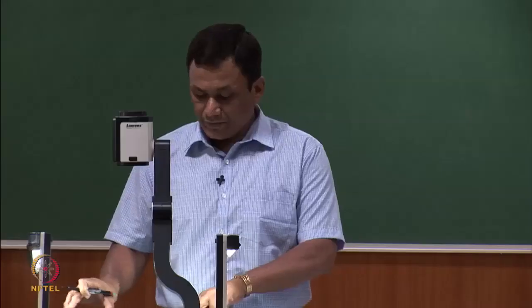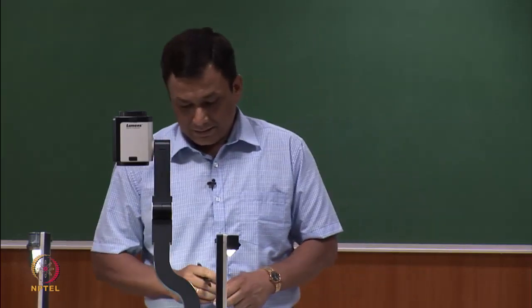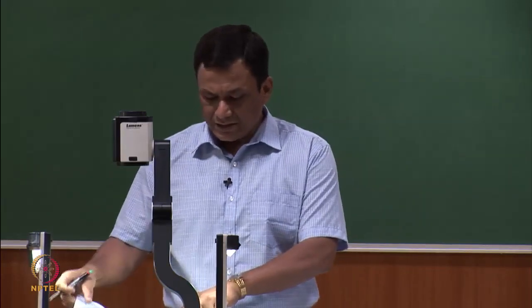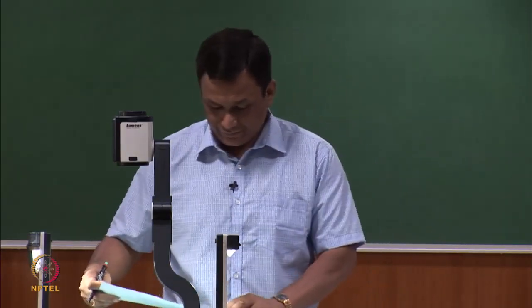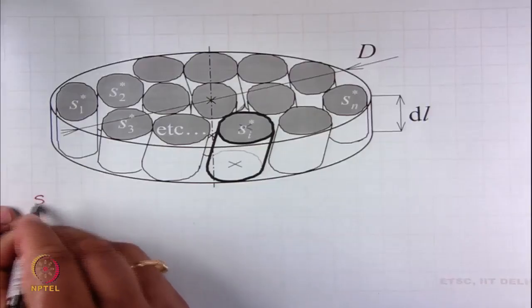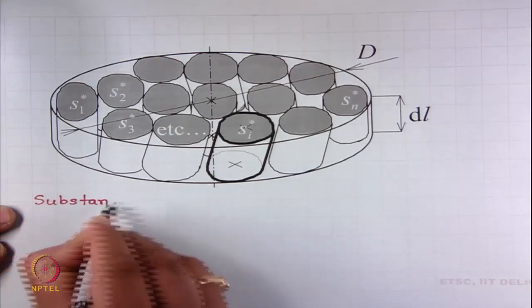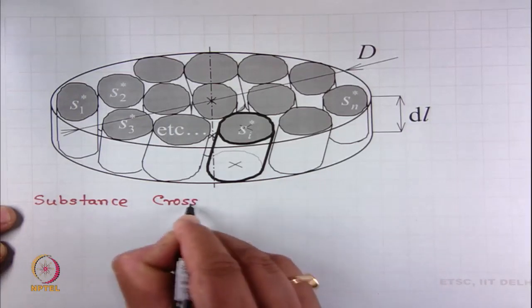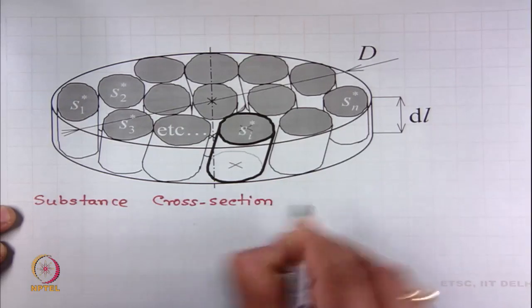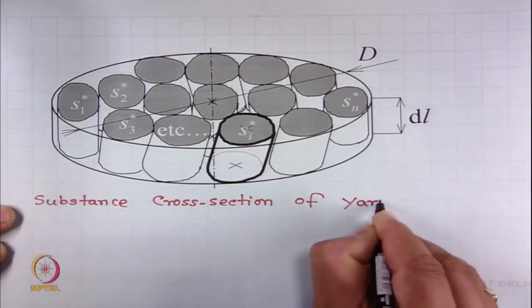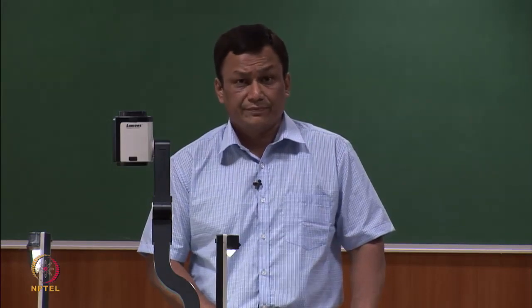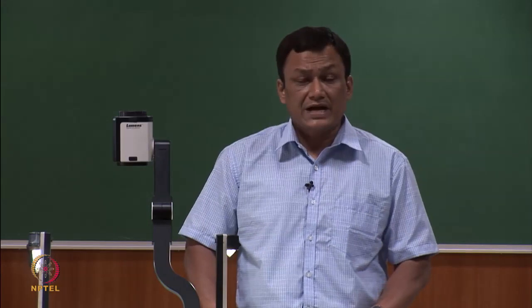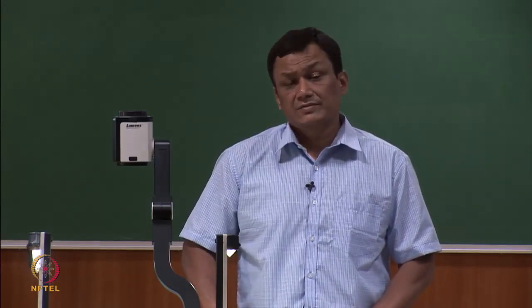Right. Let us now go for the second expression, which is a little unknown. That expression is related to substance cross section of yarn. This is a very interesting and important expression, which we do not usually follow in practice. However, for theoretical understanding, this expression is extremely important.